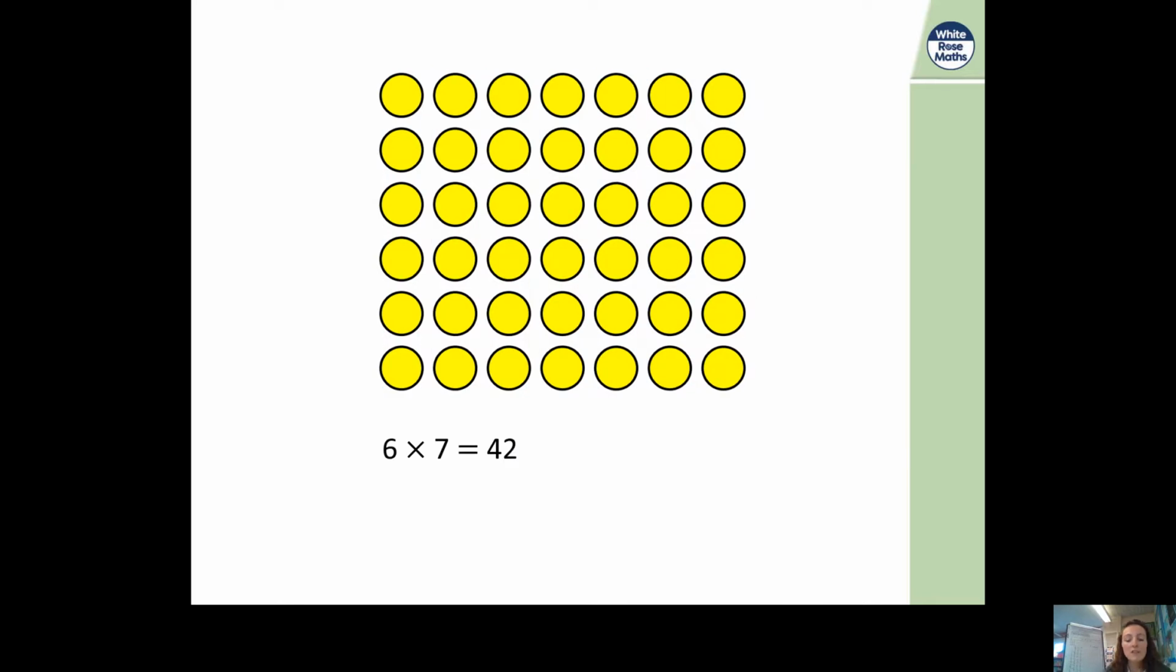So we can write the multiplication. 6 times 7 equals 42. And we can write 7 times 6 equals 42 because we know that multiplication is commutative. We can also write a division. So 42 divided by 6 equals 7. And 42 divided by 7 equals 6.